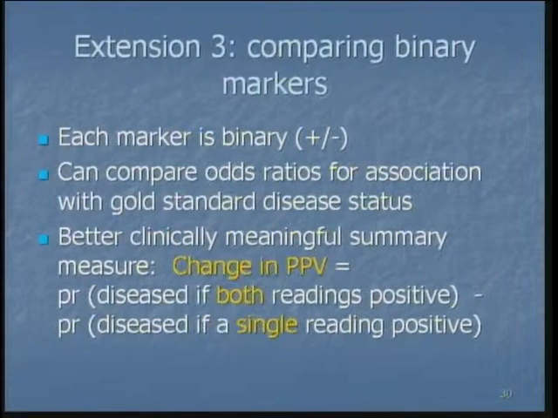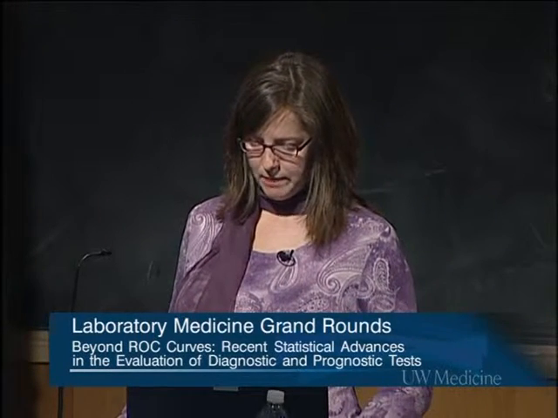So the change in positive predictive value, if you have a new binary marker, would be the probability of being diseased if you've got now 2 positive readings on your markers over what used to be available, the probability of being diseased on the standard tool. And this is just a neat way to present the clinical usefulness of a new marker.